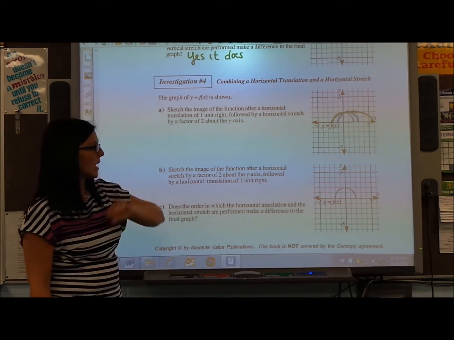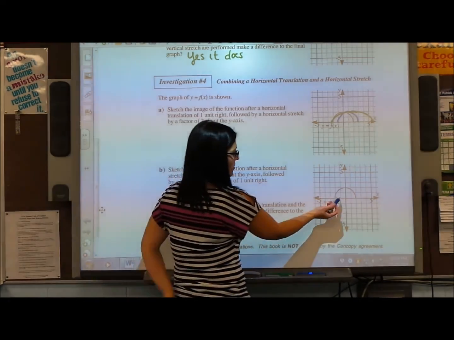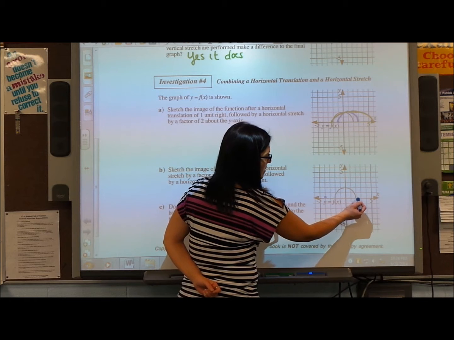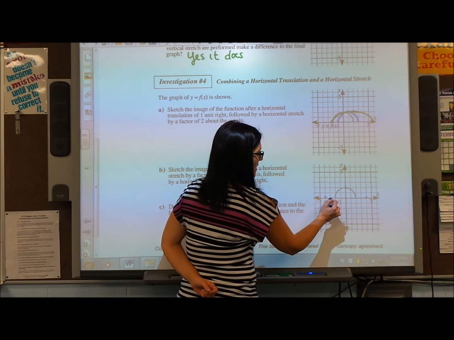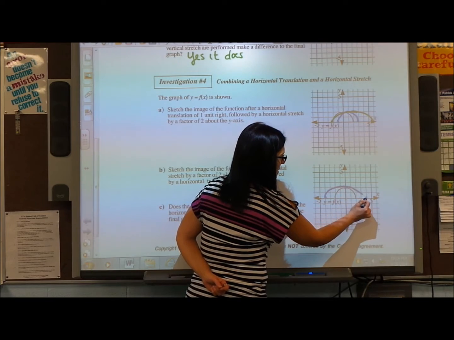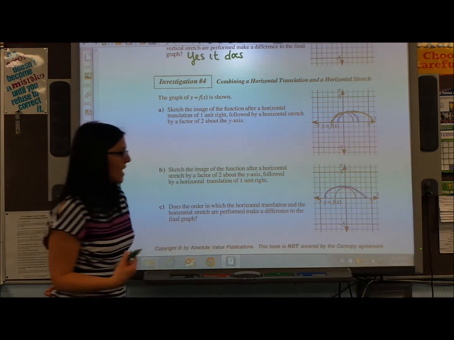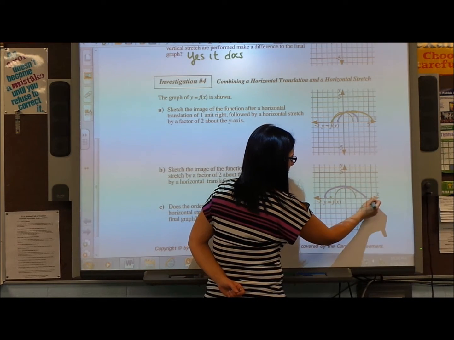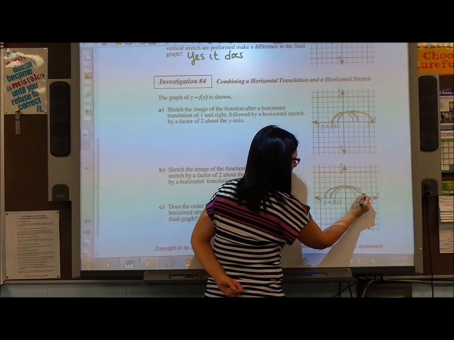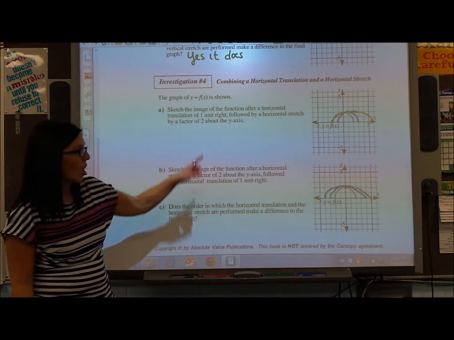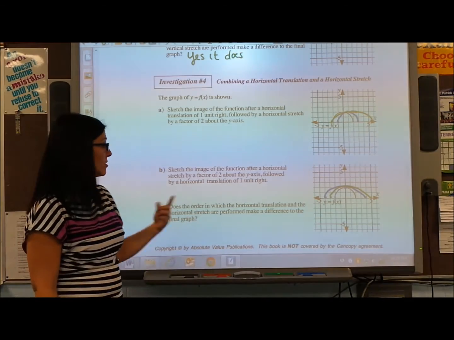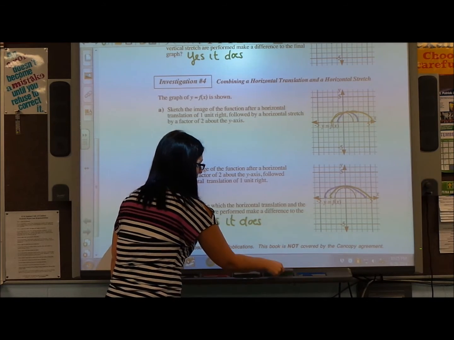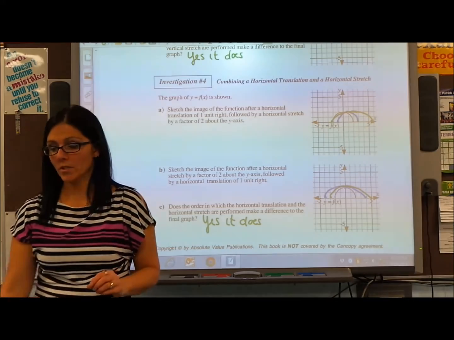If I reverse the order and I stretch by a factor of 2 to begin with, so if I stretch this by a factor of 2, -2 goes to -4, +2 goes to +4, 0 stays where it's at, and there's my stretched image. If I then translate that image 1 unit to the right, there's my new picture. Are the pictures the same? No. So does the order matter? Yes. So again, order is important.